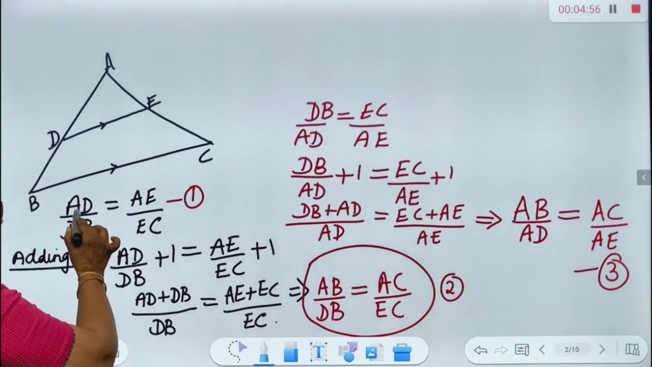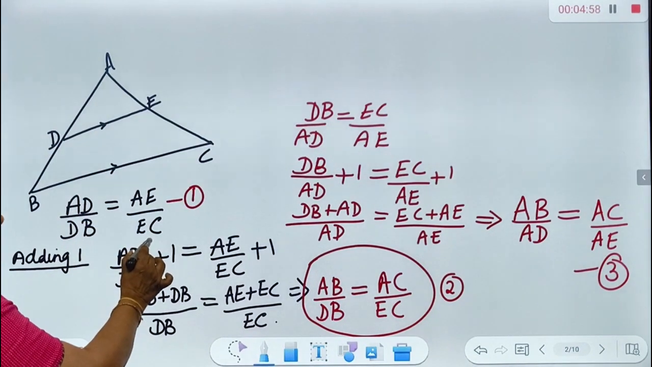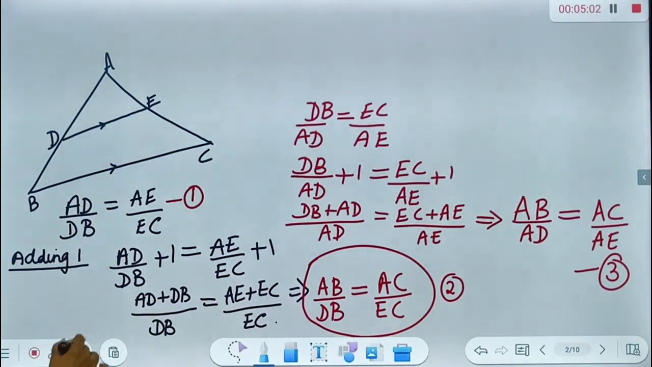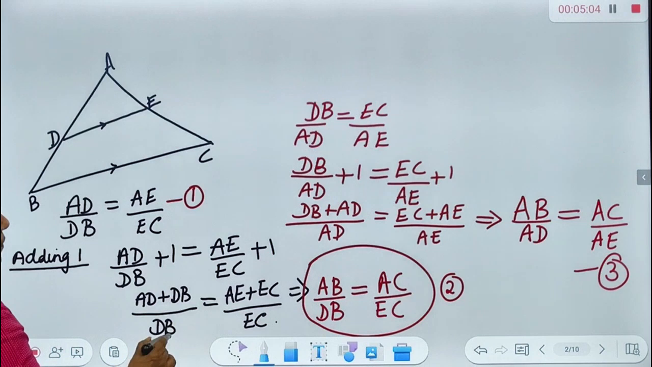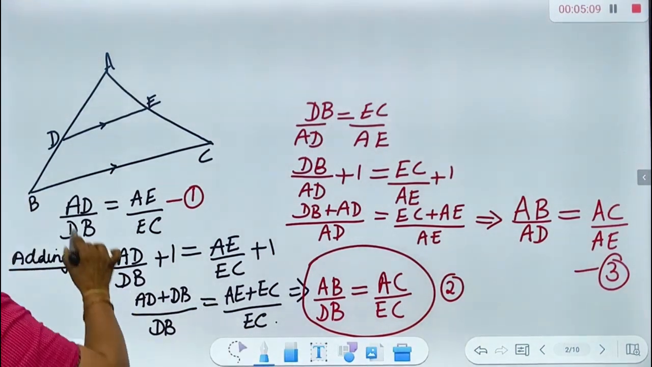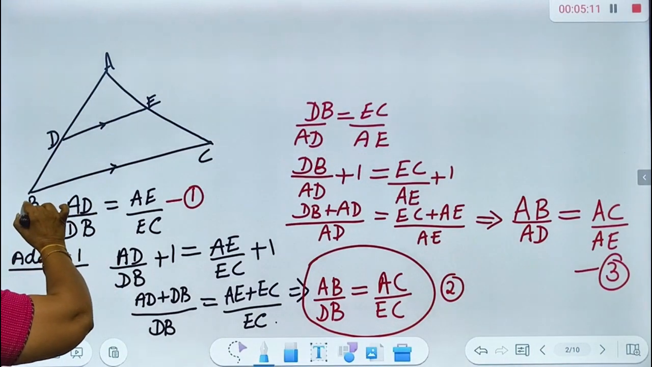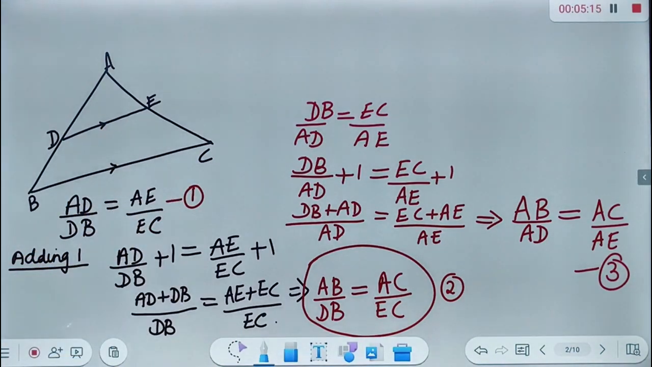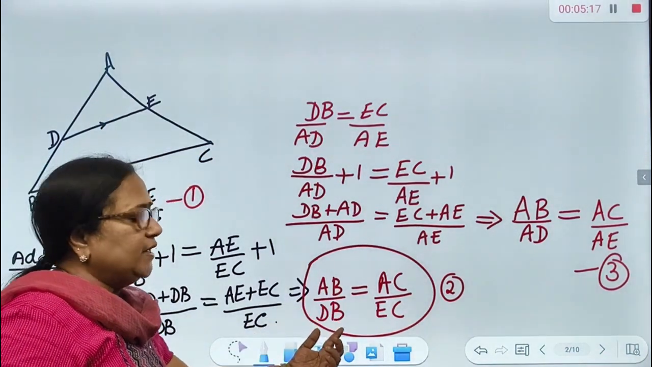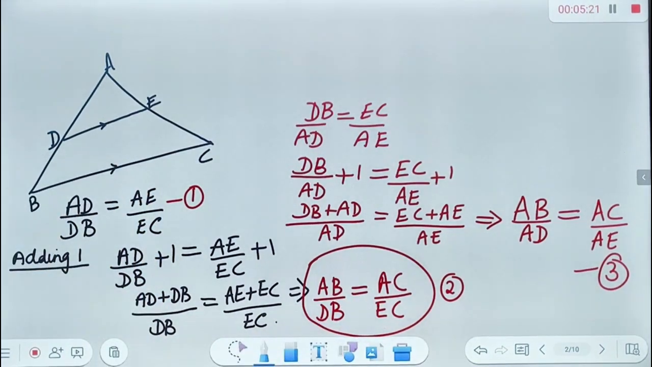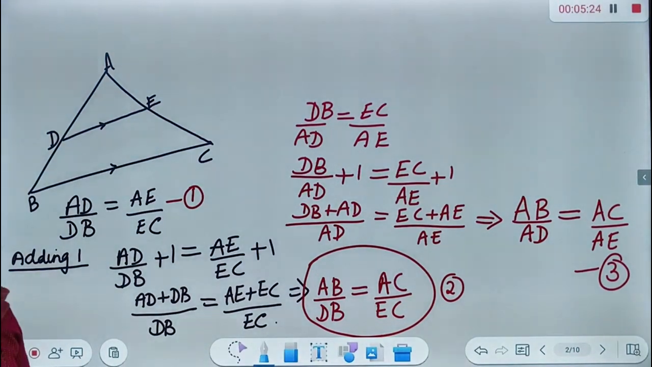So, now take this result AD by DB equal to AE by EC. Now, add 1 on both sides. Then what will I get? AD plus DB by DB is equal to AE plus EC by EC. We know that AD plus DB is AB and AE plus EC is AC. So substituting, you get AB by DB is equal to AC by EC. So this is a result which follows from the basic proportionality theorem.